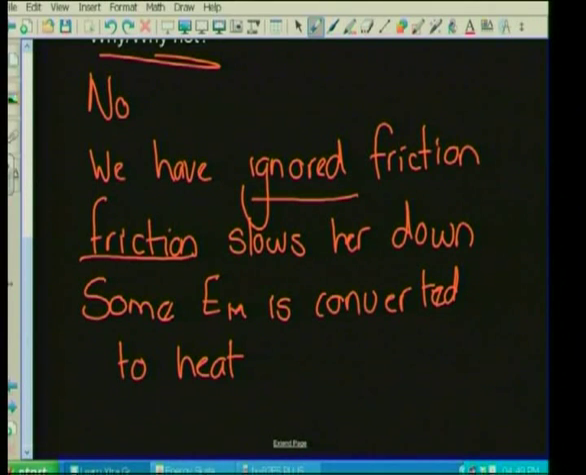If she was skateboarding, the friction would be more because she would be on a road or another surface which would be quite rough compared to snow or ice, which is considered almost frictionless. But the whole point here is we've ignored friction. Friction will slow her down because friction creates heat. That heat takes away from my conversion to kinetic energy.